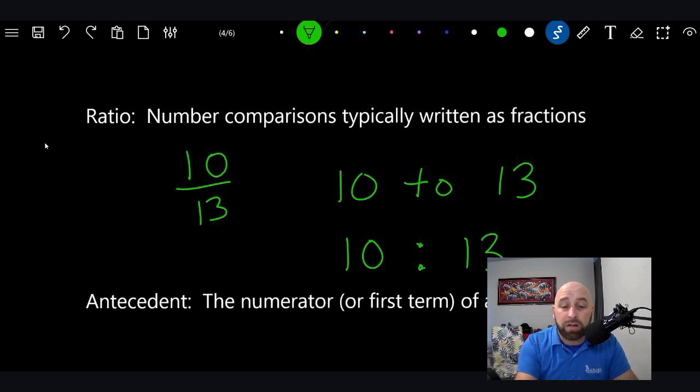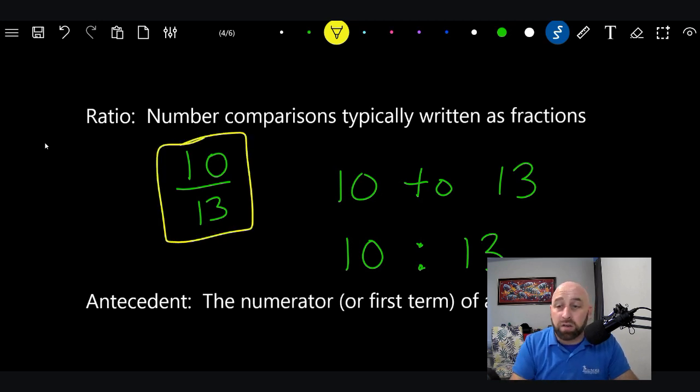Now, typically, and definitely in geometry and most of your math classes, you're going to see the comparisons written as fractions. What does that mean? It means that it's a division problem. It's comparing those 2 numbers using division to make the comparison.